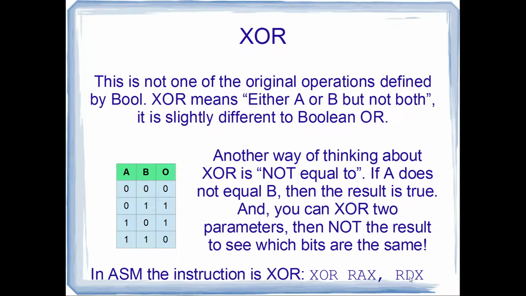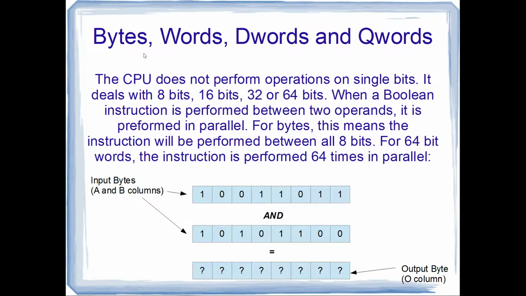I'm not sure if I mentioned previously, actually I'm sure that I didn't, but you can use a memory operand for these as well, so you could say XOR memory, RDX or XOR RAX and then memory. Yeah, it's up to you. All good, but don't use two memory operands. Yeah, that won't work.